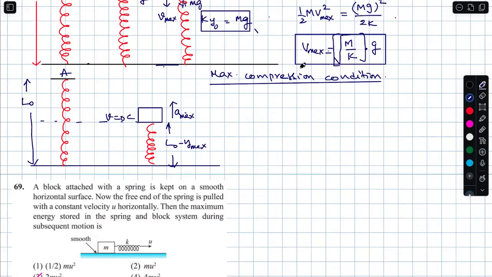Now tell me how to handle this. Initial energy is mg L0, final energy is mg L0 minus Ymax. Gravitational potential energy, spring energy half k Ymax square, plus kinetic energy 0.